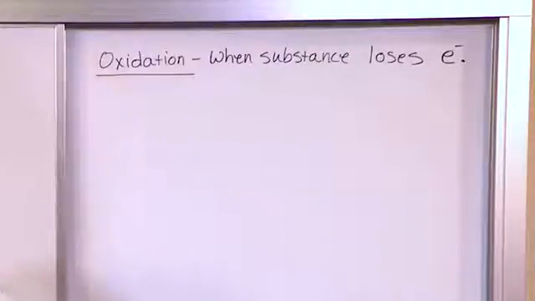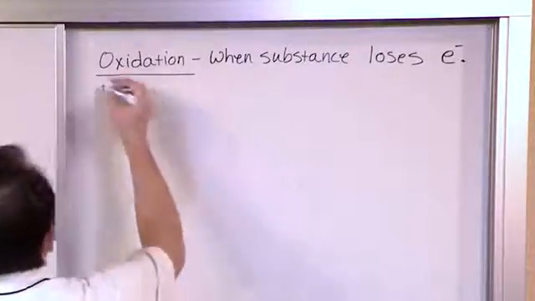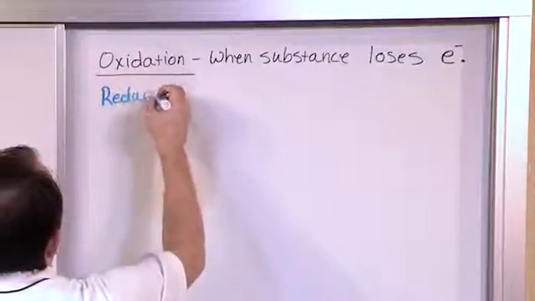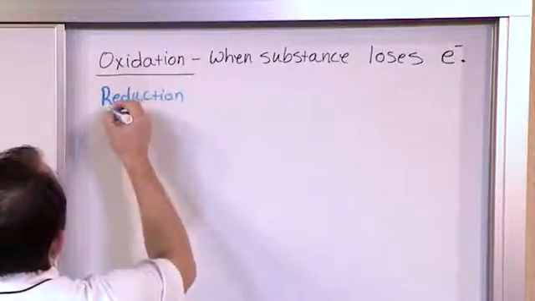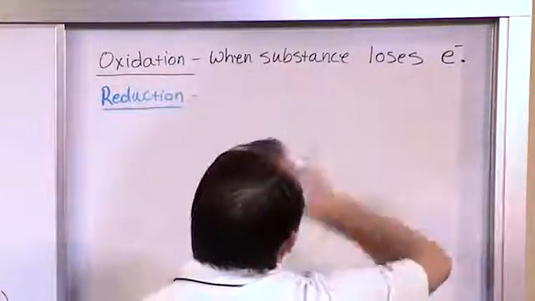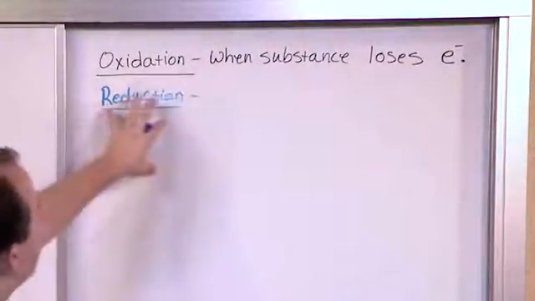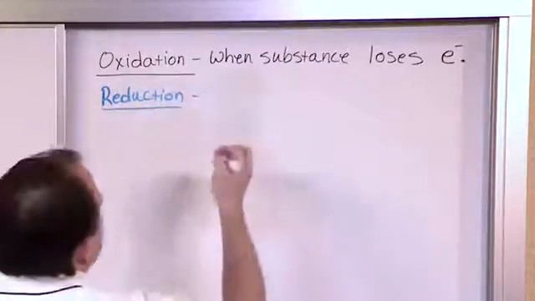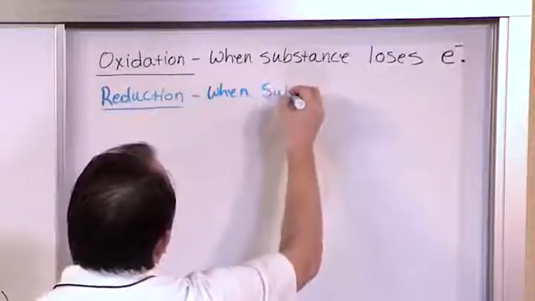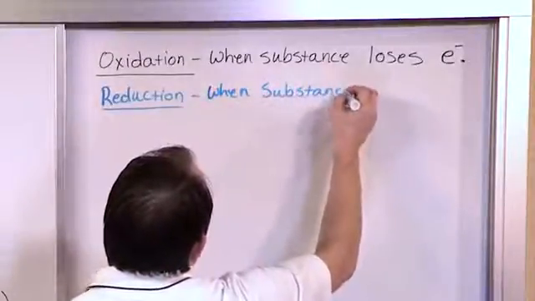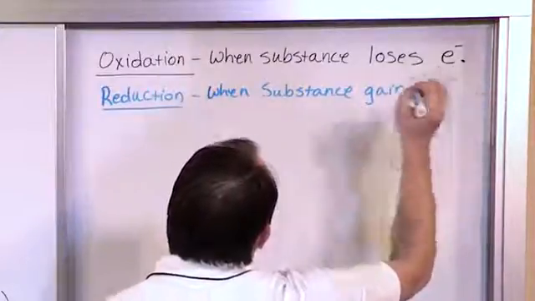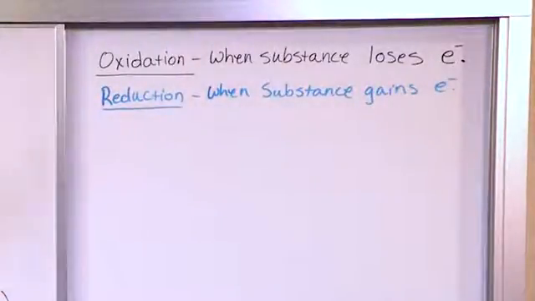Now let me change colors a little bit, and then I will say reduction. The process of reduction, what do you think it's going to be? If oxidation is when a substance loses electrons, forget about what the word looks like it will mean. Reduction is when a substance gains electrons. All right, now you need to stare at this for a second because it's incredibly important.